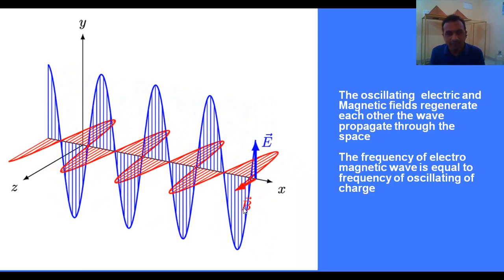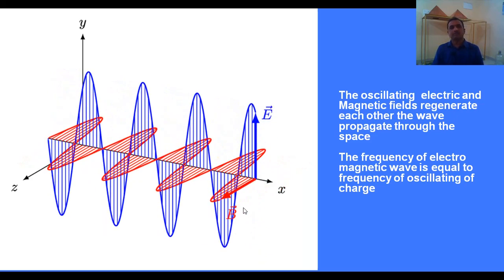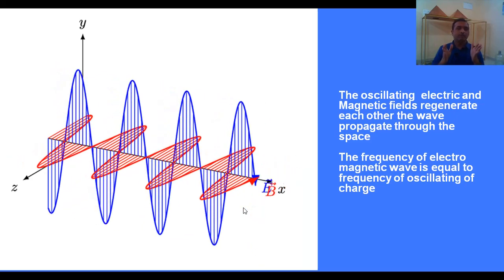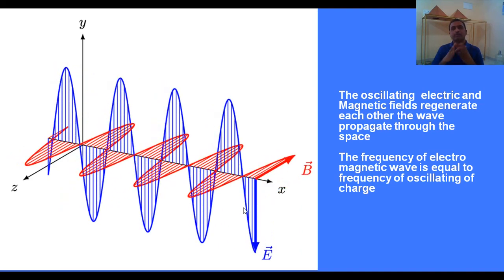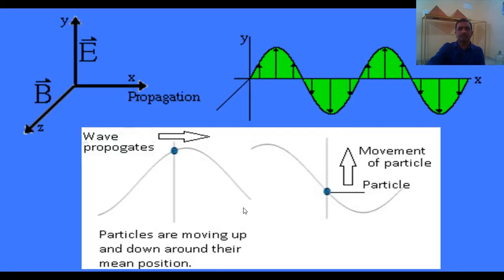So, what is frequency? Frequency is nothing but the number of oscillations per one second. Here, this is the electric field, this is the magnetic field, and this is the propagation direction. All three components are perpendicular to each other. When the particle moves up, the crest is formed. When the particle moves down, the trough is formed. Again the crest is formed, again the trough is formed.